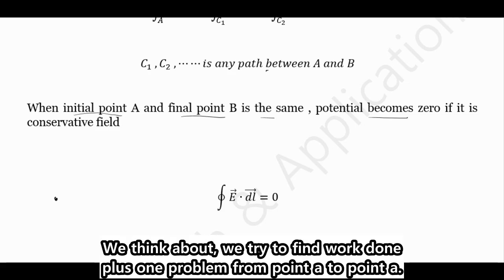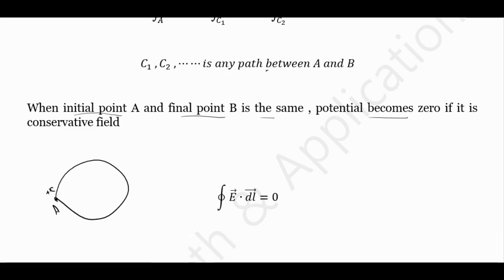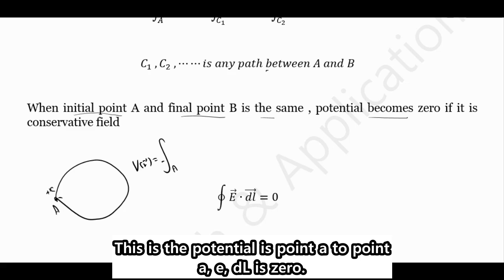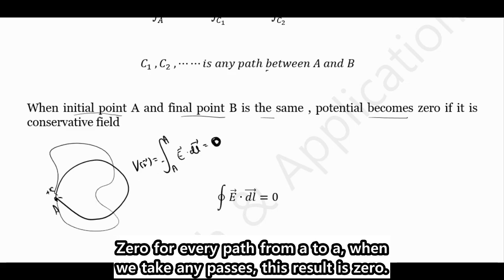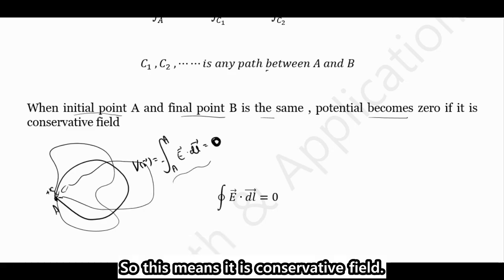We think about trying to find the work done moving plus 1 coulomb from point A to point A. This is the potential from point A to point A. The integral of E dl is 0, 0 for every path from A to A. When we take any paths, this result is 0. So this means it is a conservative field.